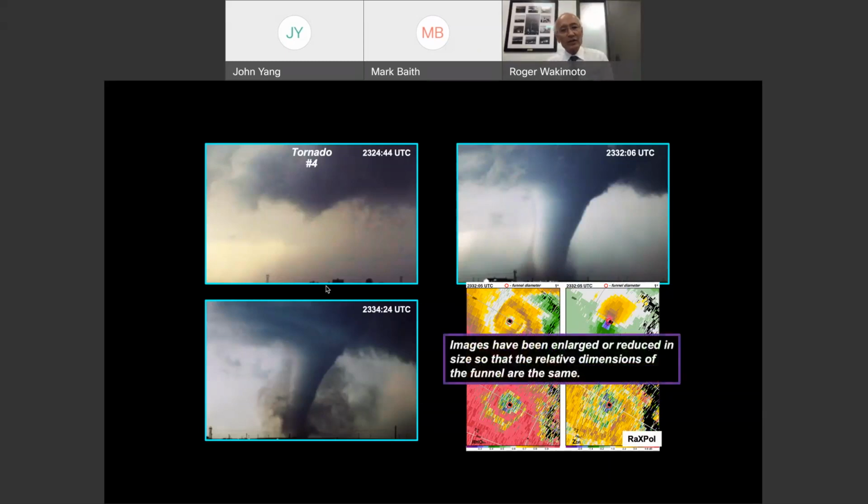One of the other things I should mention is those 3 images. In any image I show you, the images have either been enlarged or reduced, which I can do photogrammetrically, so that the relative dimensions of the funnel are the same. And you might ask, why do I do that? Well, if I'm taking pictures of a tornado and the funnel is getting larger with time, it could be because the tornado is getting larger with time. But there's actually another reason, and that reason is the tornado could be approaching the photographer. Well, by making this adjustment of enlarging or reducing the photograph, I negate that second part. So in any of the pictures I show you, if the funnel looks bigger, it's because it really is getting bigger.